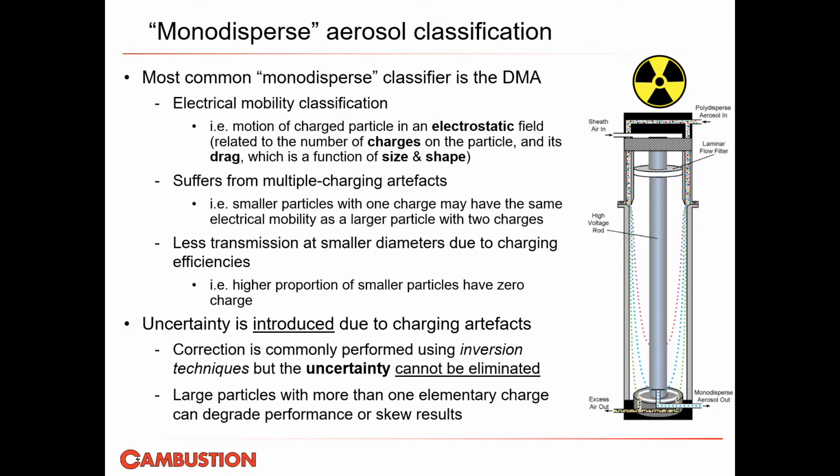Uncertainty is introduced due to these artifacts. Now, in an SMPS, correction can be applied during the inversion algorithm, but the uncertainty cannot be eliminated. And when using a DMA to select particles for online analysis, large particles with more than one elementary charge can degrade performance or skew results.